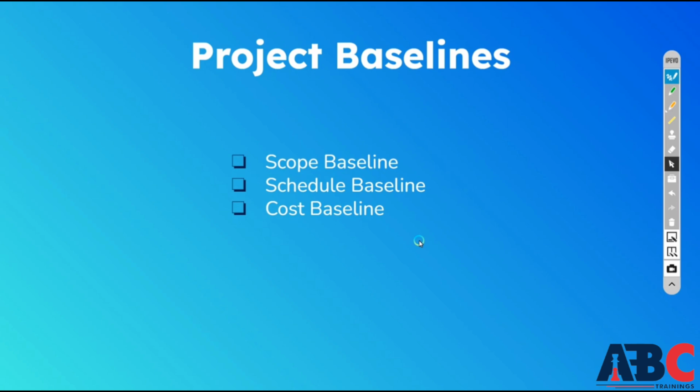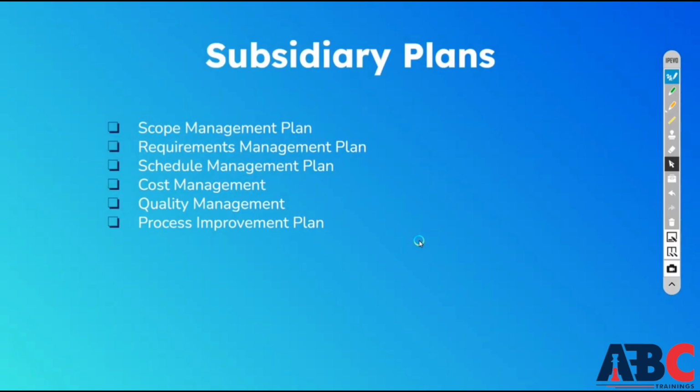Okay. And second comes subsidiary management, and subsidiary plans come under different types. Subsidiary plan means you manage alternate plans for that. These include the scope management plan, requirement management plan, schedule management plan, cost management plan, quality management plan, or process improvement plan. It covers all your subsidiary plans.